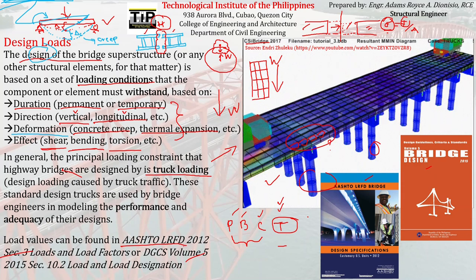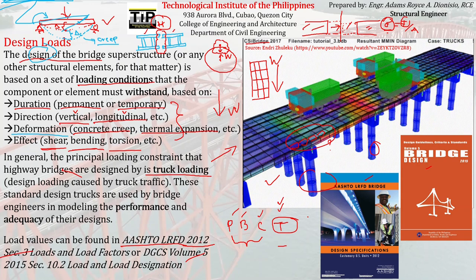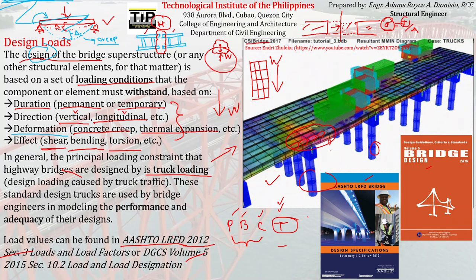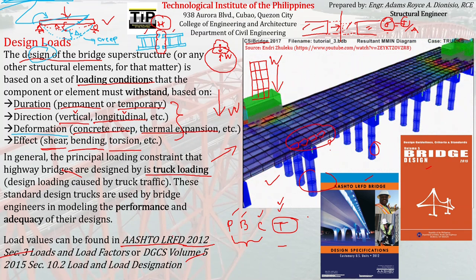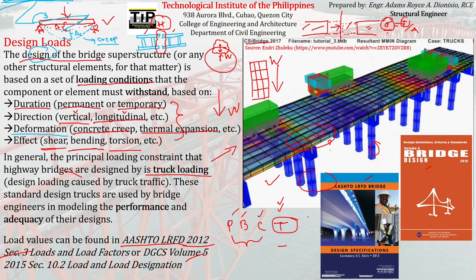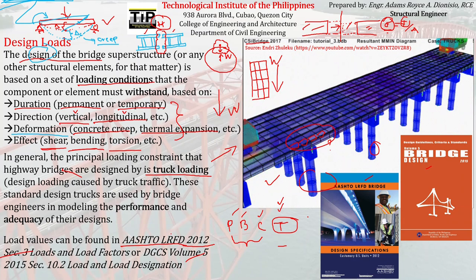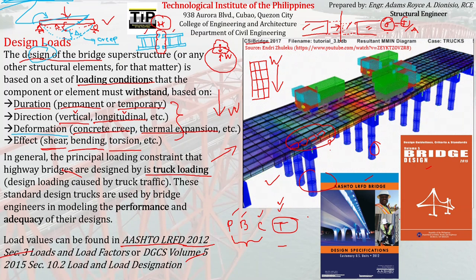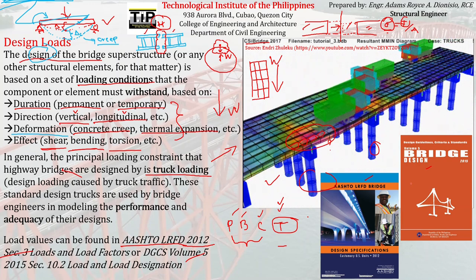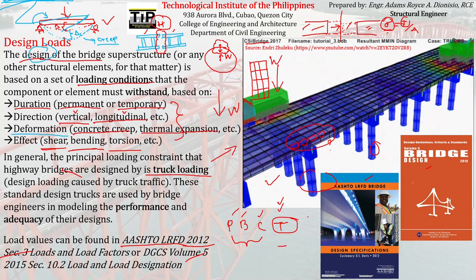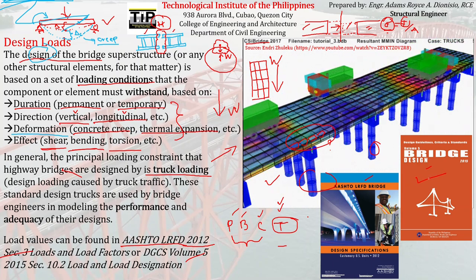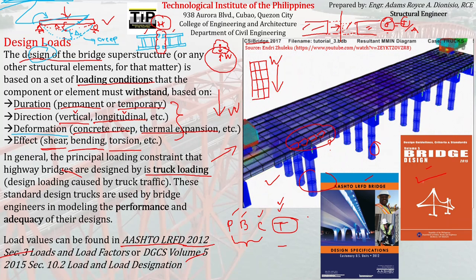Okay, so siguro nabanggit ko na rin before why we preferred to refer to the AASHTO LRFD 2012 version, although meron ng 2014 yata or 2017, basta there is already a latest version of AASHTO LRFD, but we rather wanted to refer to the 2012 version simply because yun kasi yung reference ng DGCS natin, Volume 5, which talks about bridge design. Yan yung corresponding or counterpart ng AASHTO LRFD. Kumbaga ito yung local code natin, yung DGCS made by DPWH, Department of Public Works and Highways.